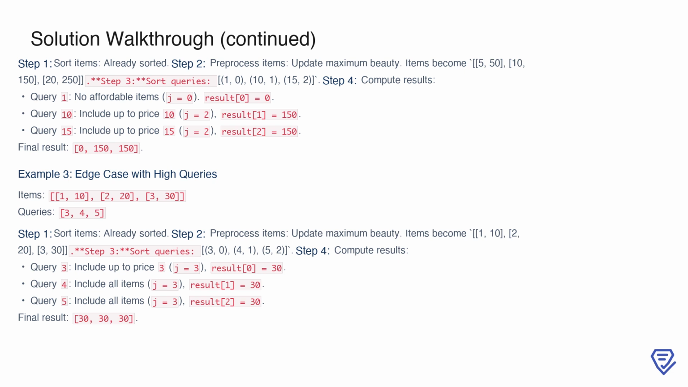Finally, in the edge case where all queries are higher than the maximum price of the items, such as queries 3, 4, 5, each query simply includes all items, resulting in beauties of 30, 30, 30 for all queries.